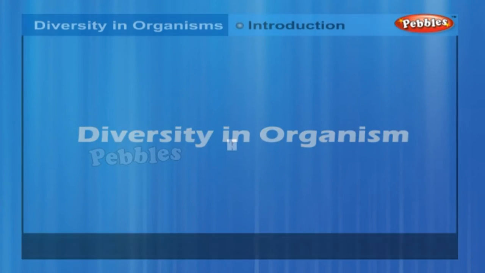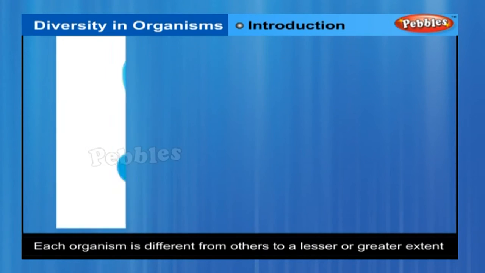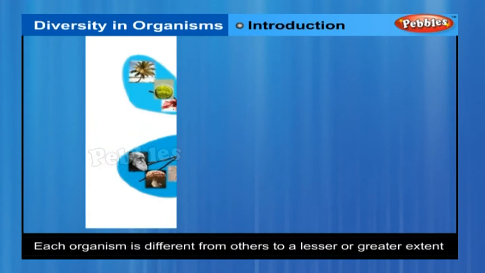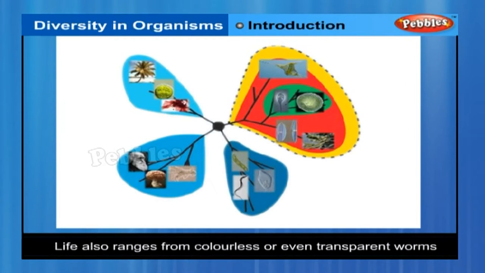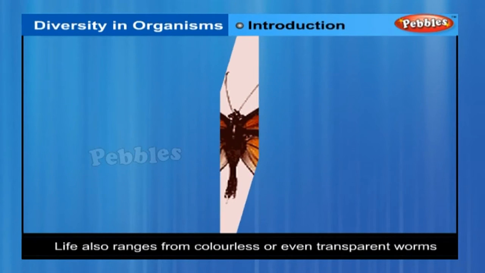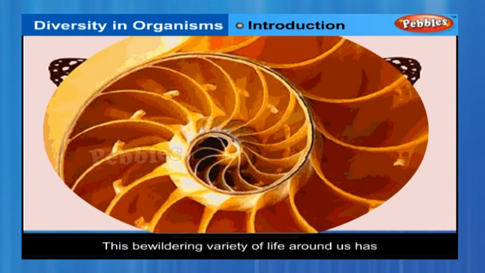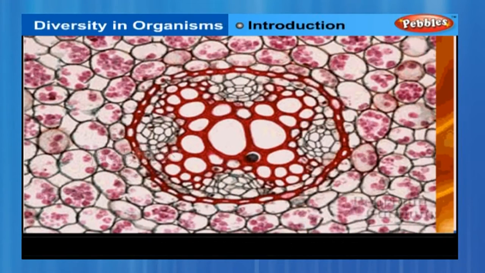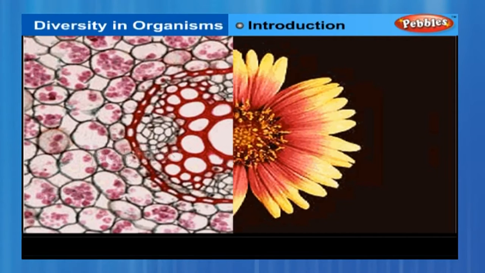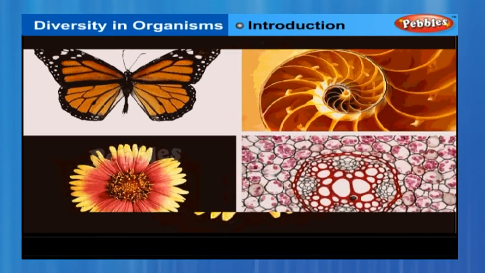Diversity in organisms. Introduction. Have you ever thought of the multitude of life forms that surround us? Each organism is different from all others to a lesser or greater extent. Life also ranges from colorless or even transparent worms to brightly colored birds and flowers. This bewildering variety of life around us has evolved on the earth over millions of years. We look for similarities among the organisms, which will allow us to put them into different classes and then study different classes or groups as a whole.